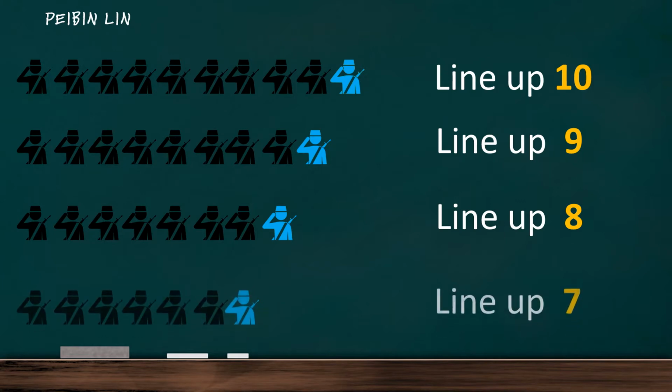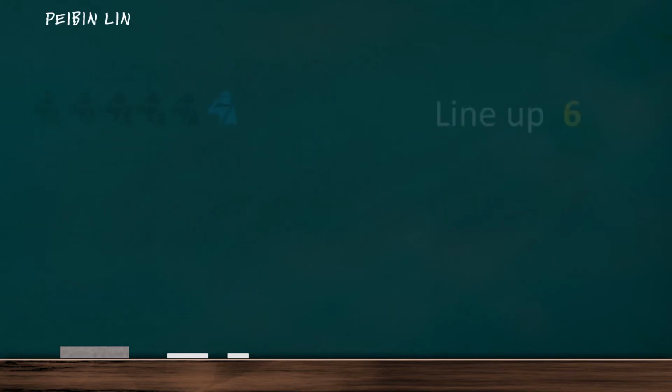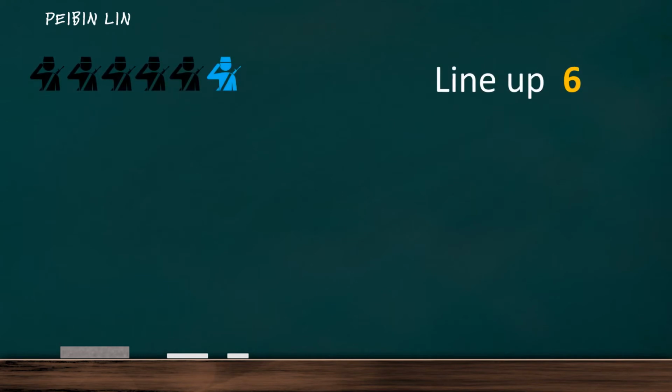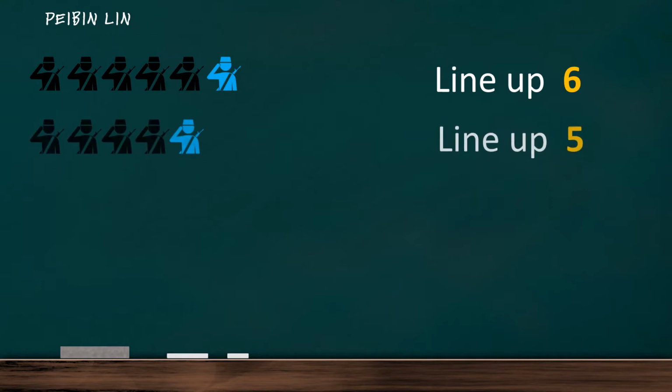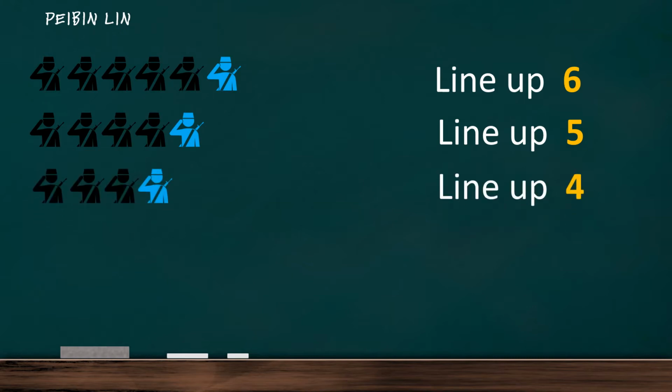Then he arranged soldiers in a row of 7, but again, the last row needed one man to fulfill. Then he arranged soldiers in a row of 6, but again, the last row needed one man to fulfill. Then a row of 5, and again, the last row needed one man to fulfill. Then a row of 4, but again, the last row needed one man to fulfill.